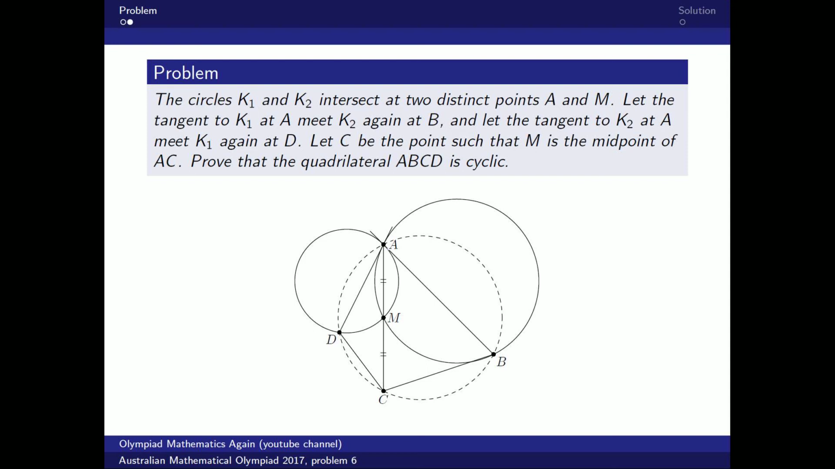And then, so basically that's it, and then we consider the quadrilateral ABCD, and we need to prove that it is cyclic, which means that these 4 points lie on the same circle. So let's examine the solution to this problem.